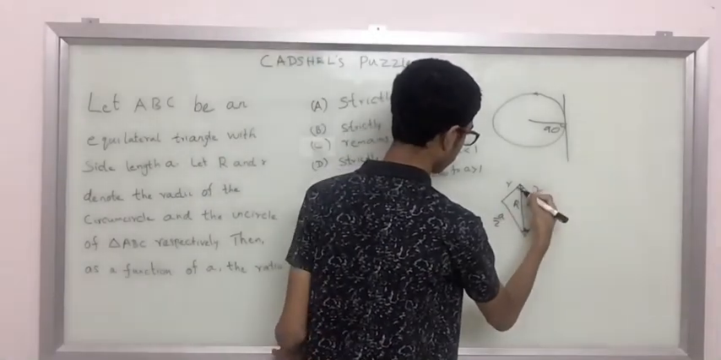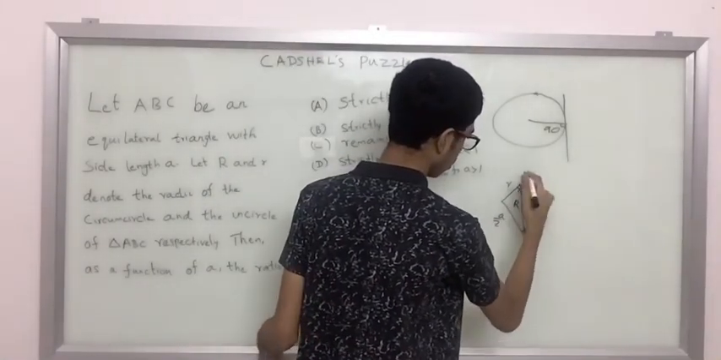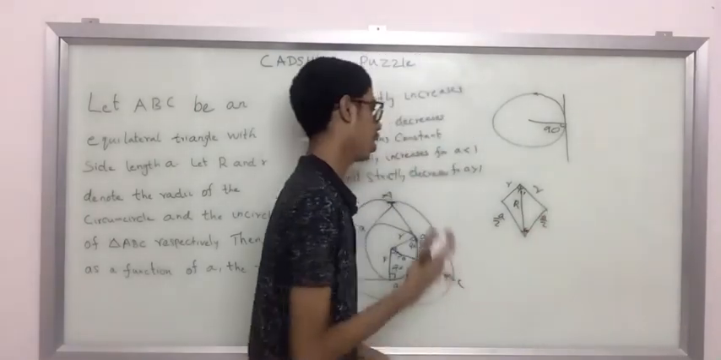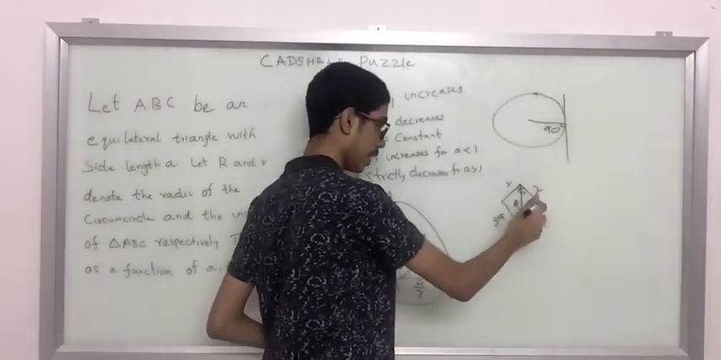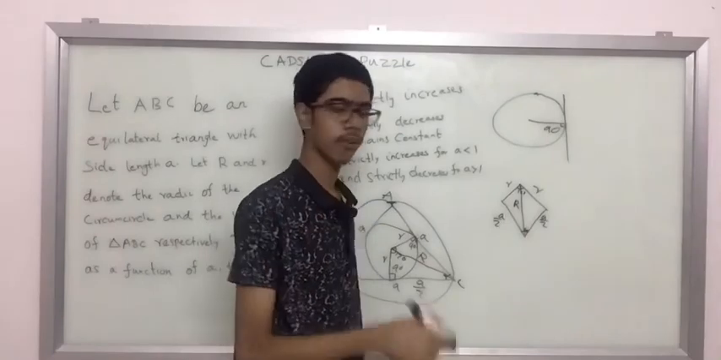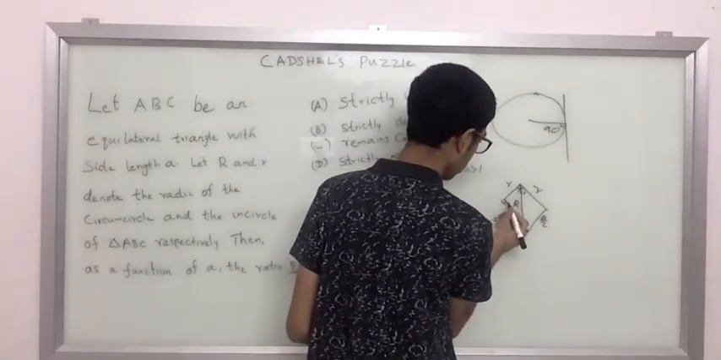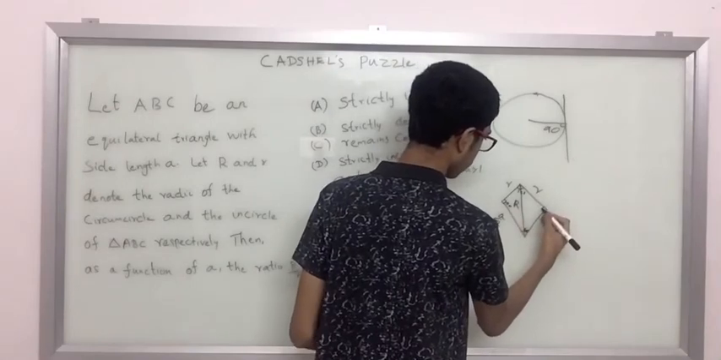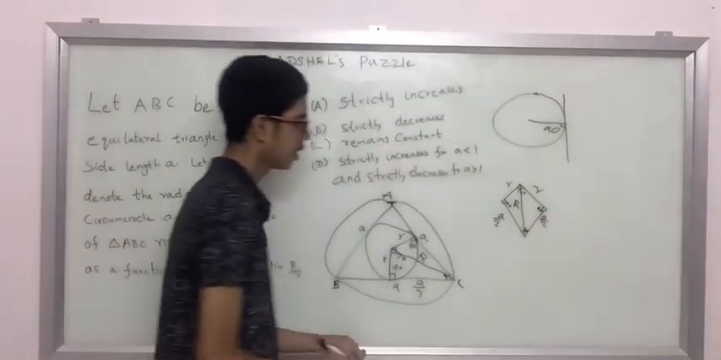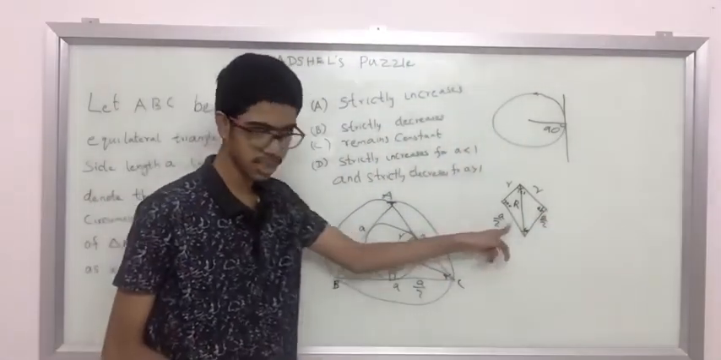Now I know this is 120. 120 plus 60 is 180. 90 plus 90 is 180. So 180 plus 180 is 360. So this is 120, 90, 90. This looks like a square now, but it's not a square. This is a kite.